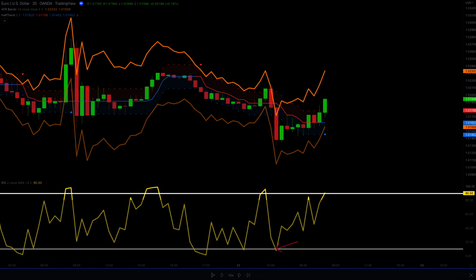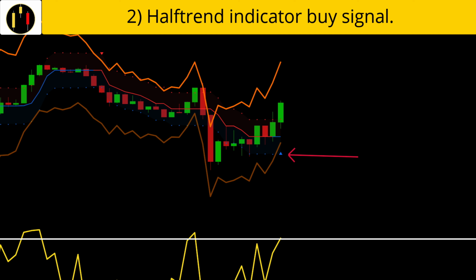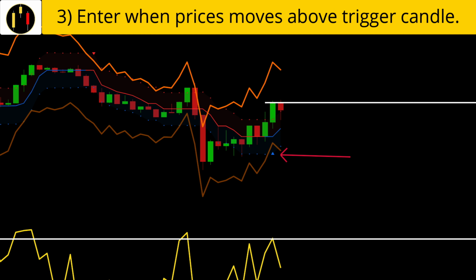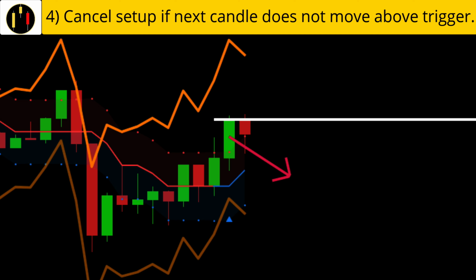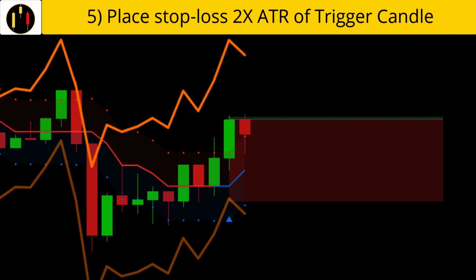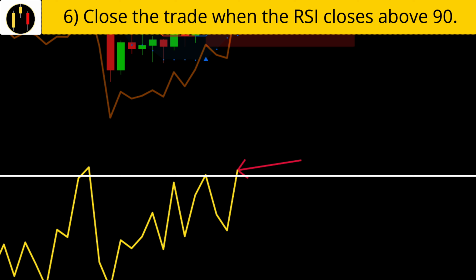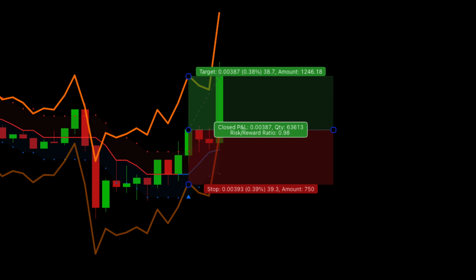First, we are looking for the RSI to move below the 10 level. Second, we are looking for a half trend buy signal as signified by this blue triangle. This is our trigger candle. We enter when the candle immediately following the trigger candle moves above the close price, which this one briefly did and then closed below it. Cancel the setup if the next candle does not close above the trigger candle. The stop is placed at the ATR band of the trigger candle and our target is dynamic. The trade is closed when the RSI moves back above the 90 level, and long example 1 closes in profit just short of 1-to-1 risk versus reward.